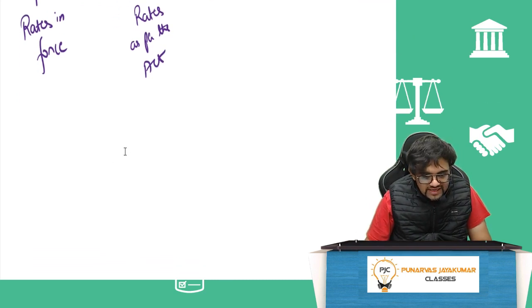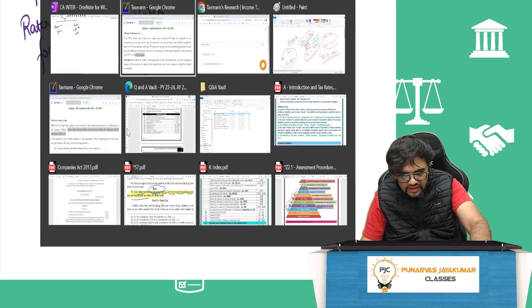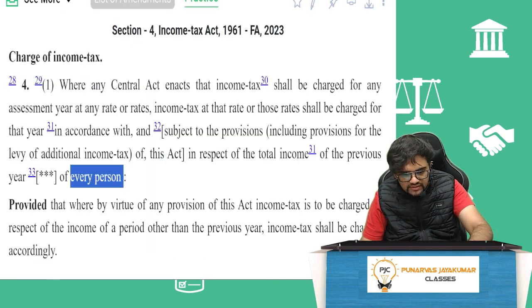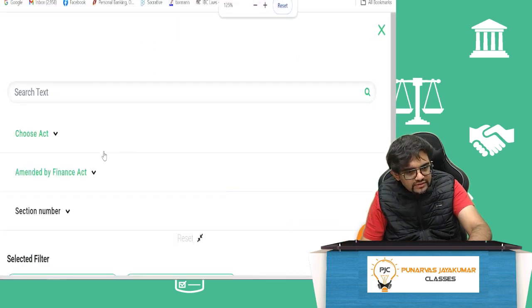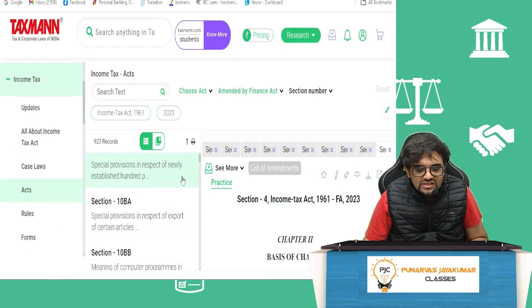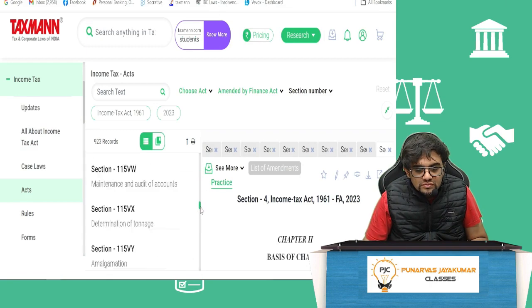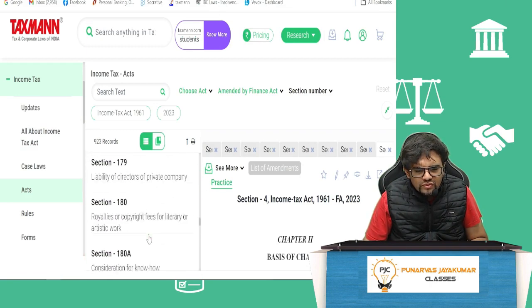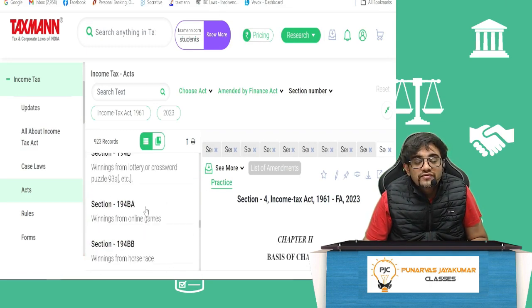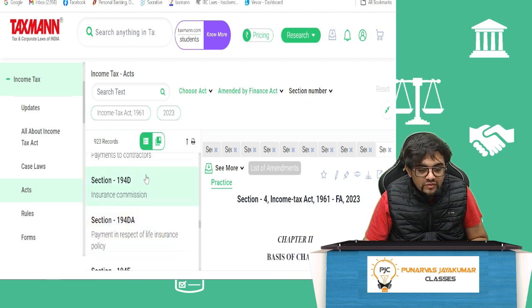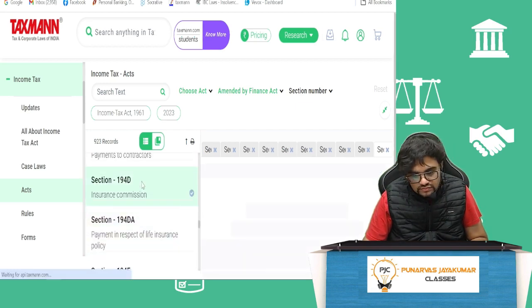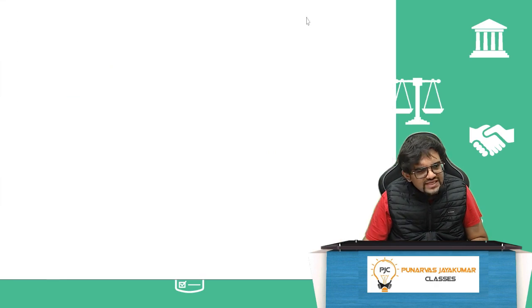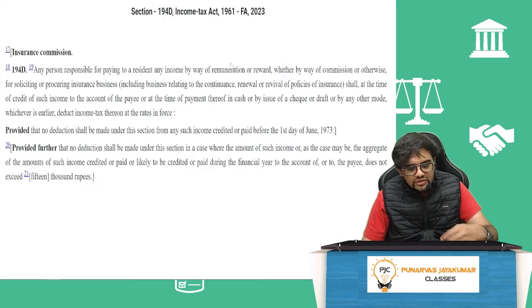So guys, rates in force means what? For example, let me show you section 194D. Just an example. Can anybody tell me what you mean by rates in force? While I show you, keep texting if you know rates in force. I don't care if it is wrong, but I want you to try. What do you mean by rates in force? Rates as per the Act means what? Rates in force means what?